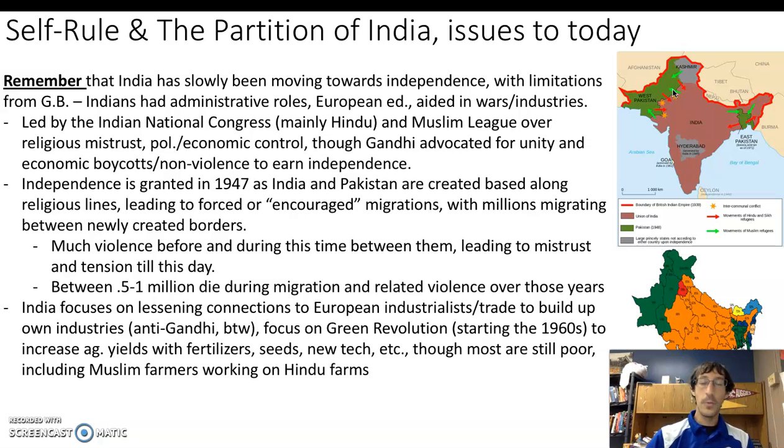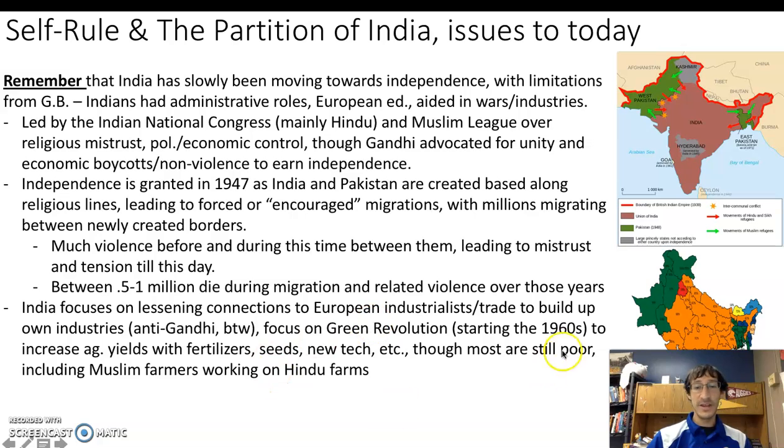So, once India became independent, they began to focus on lessening their connections to Europe and European industries to build up their own. This is not what Gandhi wanted, or at least, let me rephrase that. I don't know if I have that right, I have to look back at that. But for the most part, Gandhi believed in building up India and focusing on that unity. But again, Gandhi is killed shortly after independence. So they focused on the Green Revolution to become more agriculturally solvent in order to produce for themselves.